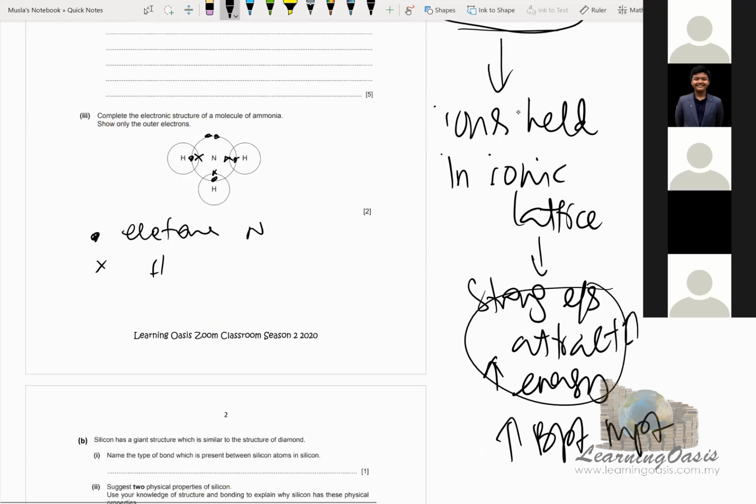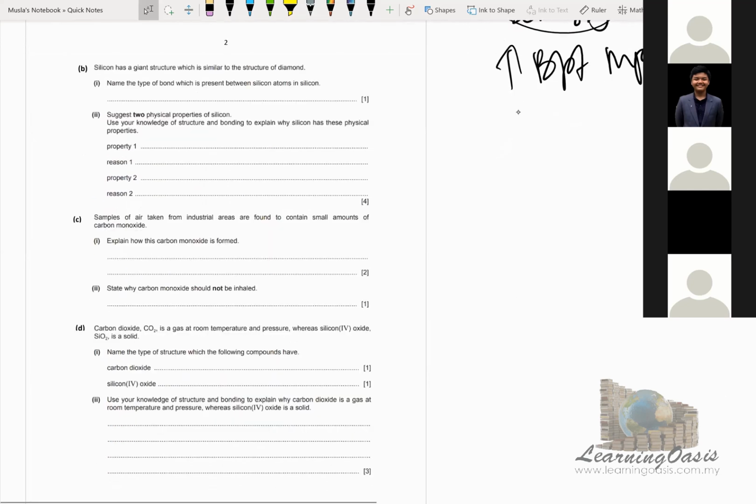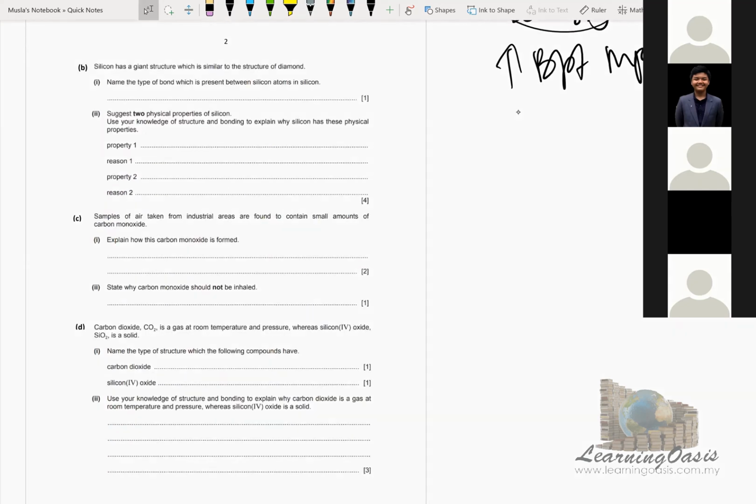Okay. Now, next one. Silicon has a giant structure which is similar to the structure of diamond. Okay, do this. Done? Now, name the type of bond which is present between silicon atoms in silicon. Giant covalent bond? The type of bond. Is there a giant covalent bond? It is the giant covalent lattice. The bond is covalent. Understand? Okay. Yes.